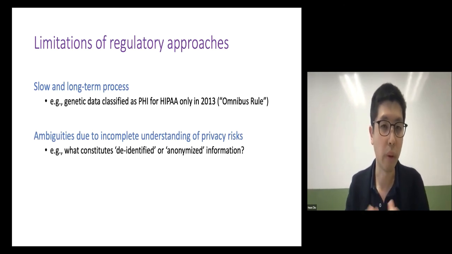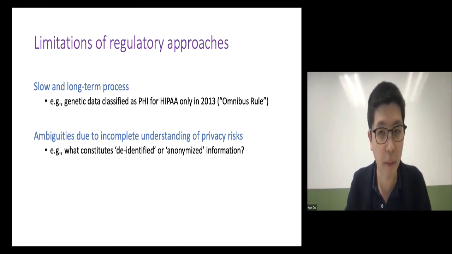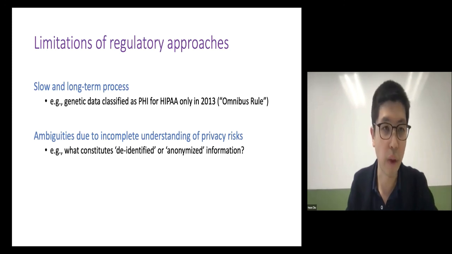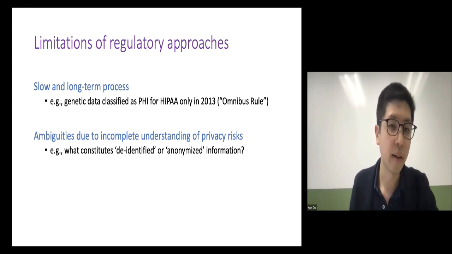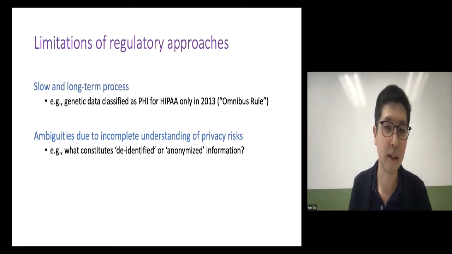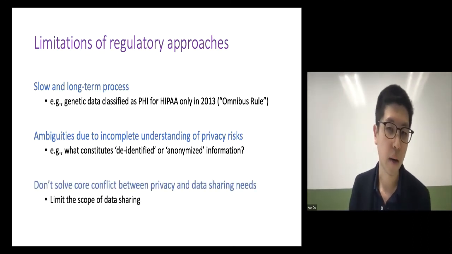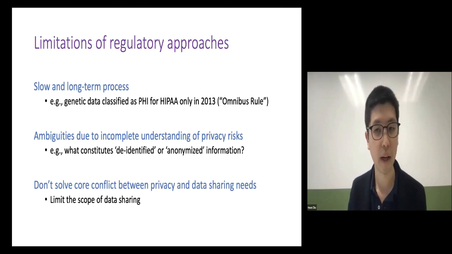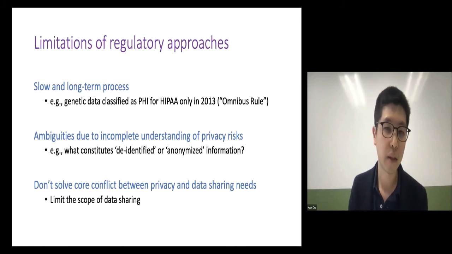For example, both HIPAA and GDPR apply only to identifiable data, meaning that if the data is sufficiently de-identified or anonymized, then it is free to be shared without extra consent. However, there is quite a bit of ambiguity in where we draw this line. And this is especially a concern for types of data whose privacy properties we don't fully understand yet. And lastly, regulations for the most part serve to restrict the scope of data sharing by defining when and how the data can be shared. And they often do not address the core conflict between privacy and data sharing needs.